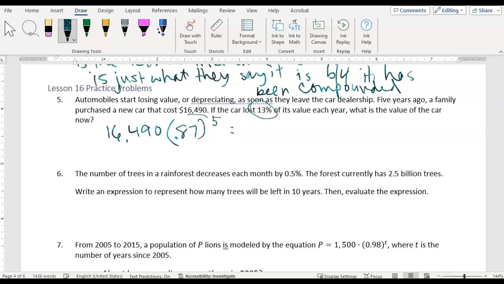0.87 to the power of 16,490. I forgot to put the calculator up. Sorry about that. Times 0.87 to the power of 5 gives us $8,218.96. So you can see that that amount has decreased quite a bit over time.